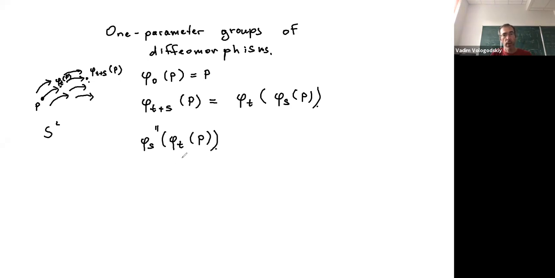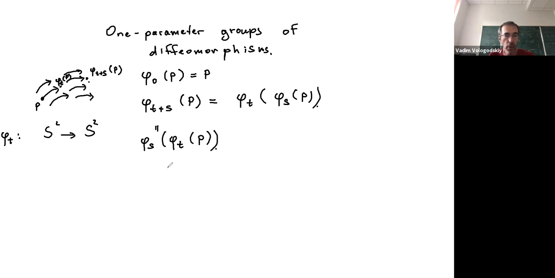Okay, so for every number t, we have a diffeomorphism. We think of phi sub t as a diffeomorphism from S2 to itself, and it has this special property, right? So that's a family of diffeomorphisms satisfying this property. That's kind of the idea behind the notion of one parameter subgroup of the group of diffeomorphisms.